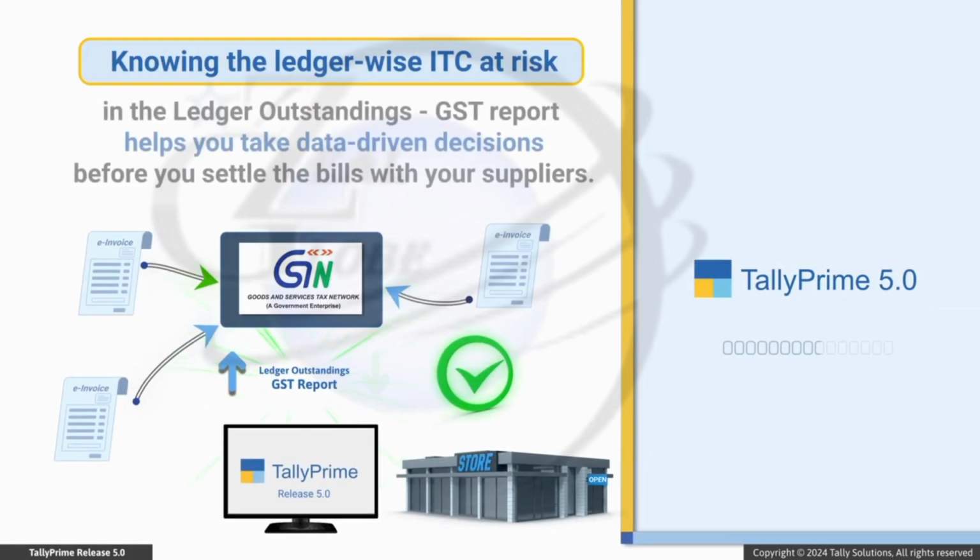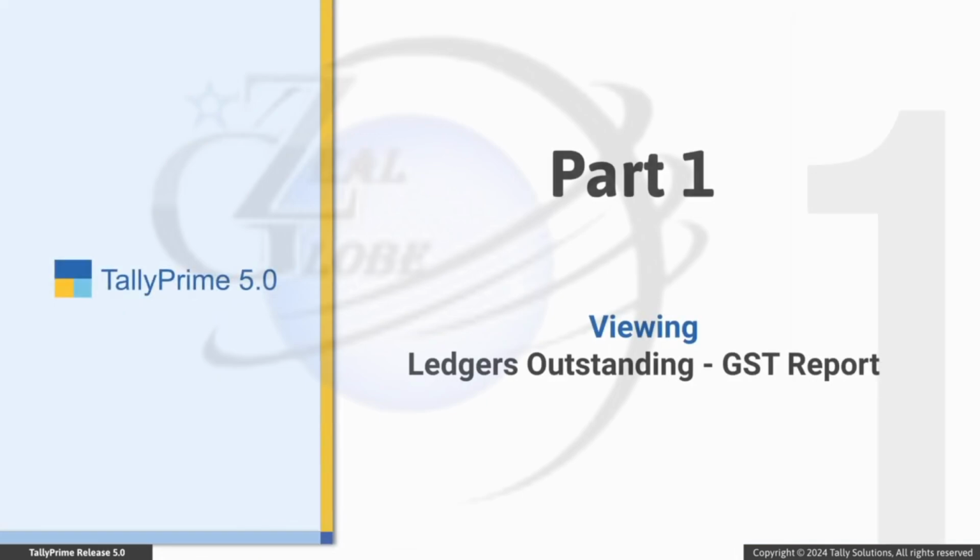Ledger Outstandings (GST) provides you the necessary information about the ledger-wise ITC at risk. You get to know the potential input tax credit that is at risk and thereby take a data-driven decision before you settle the bill. Let's view the report based on the information we need.